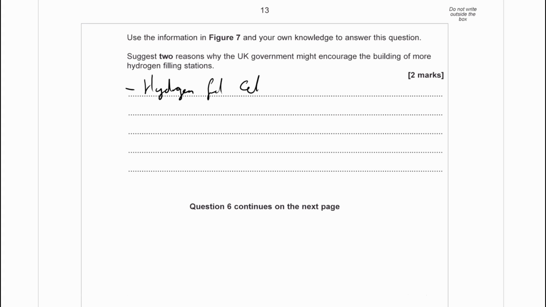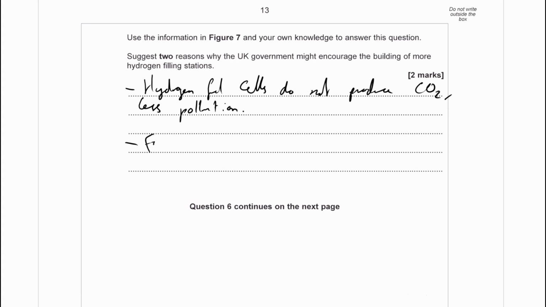So, the first thing I'm going to say is that hydrogen fuel cells do not produce CO2, and so less pollution. That's certainly one reason why we want to use hydrogen fuel cells and not the current fossil fuels we're using. Another one, bearing in mind that they're fossil fuels, is that they are running out.